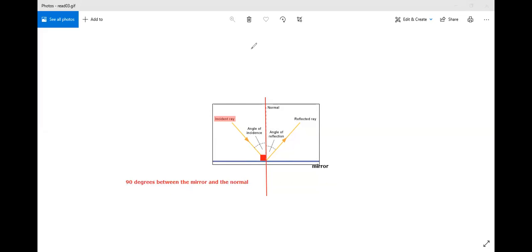Then, this one is the angle of incidence. The angle of incidence is between the normal and the incident ray. The angle of incidence is equal to the angle of reflection. So I bring a protractor and measure, let's say this one was 40. This one also should be 40. I put a point, then I got my reflected ray. This is how reflection happens.